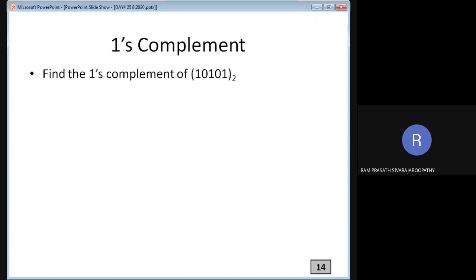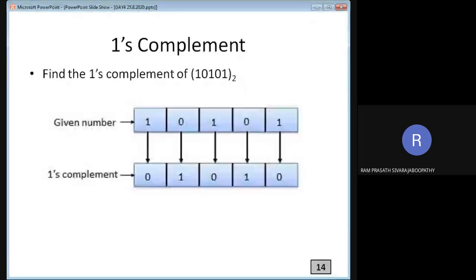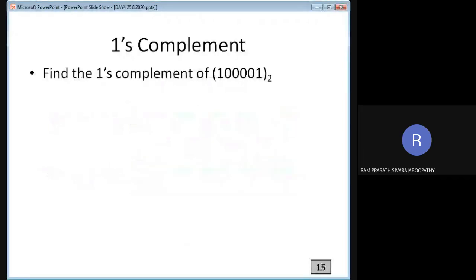10101. Yes, very good. 01010. Jeevita, very good. So the given number, we are performing the inverse of the particular number. We'll be getting the answer as 01010. Okay. So find the ones complement of this number.